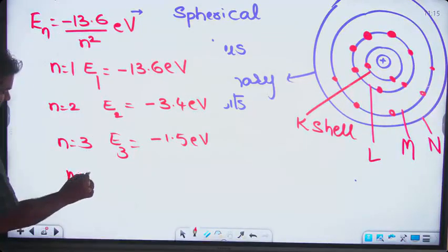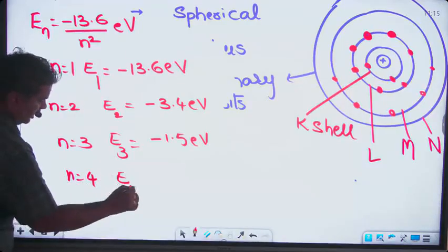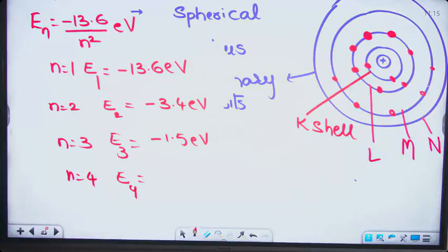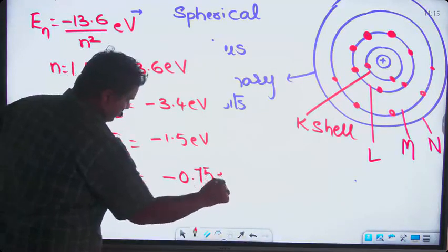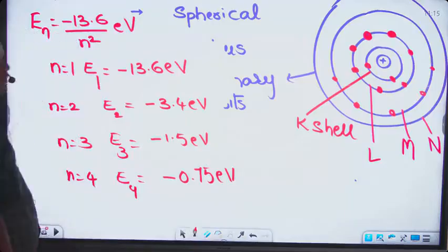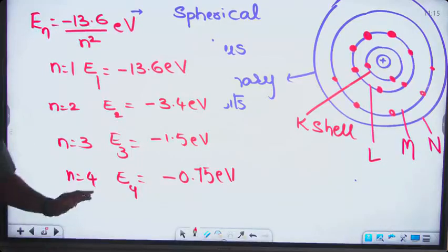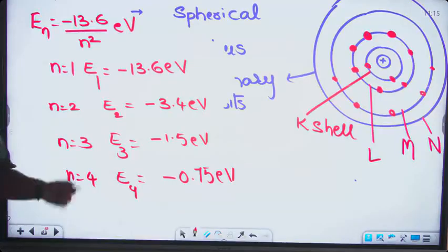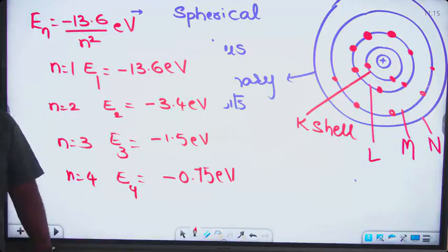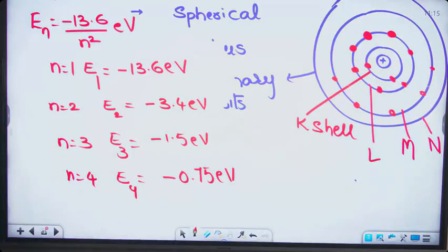And suppose that if you take n equal to 4, E4, minus 13.6 by 16. So approximately I'll write this one as minus 0.75 electron volts. Now the question is, which orbit is having more energy and which orbit is having the minimum amount of energy? E4 is high, E1 is minimum, or as E1 is low.